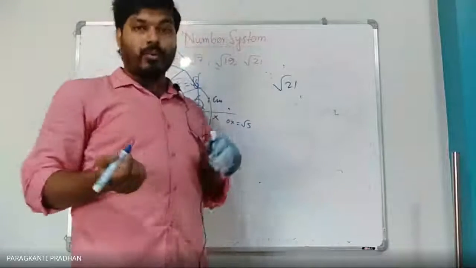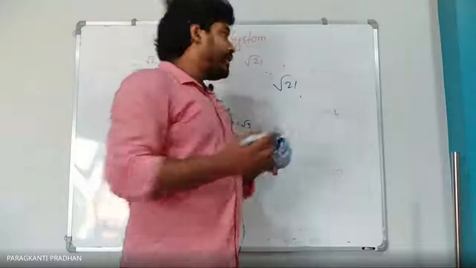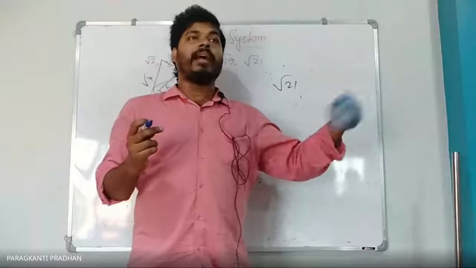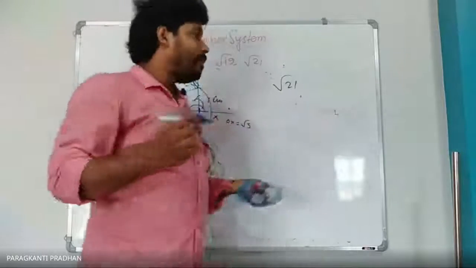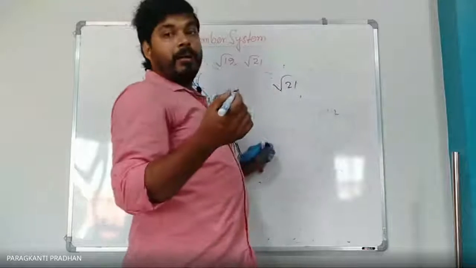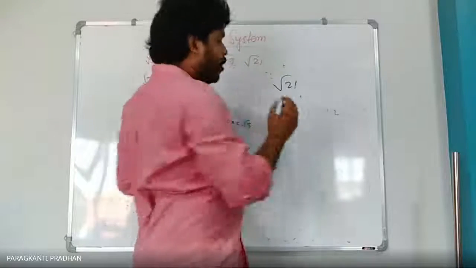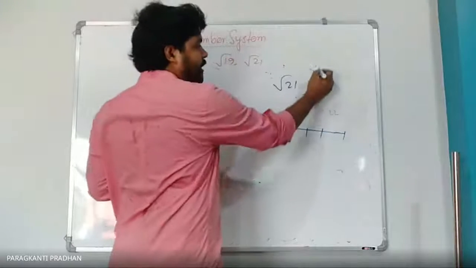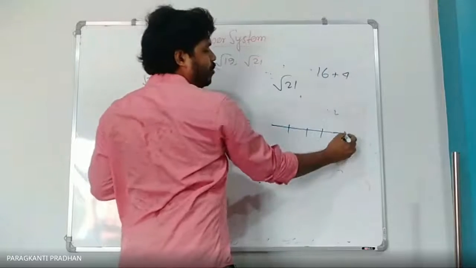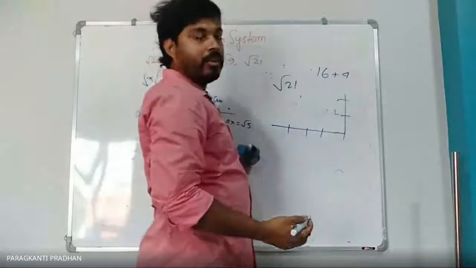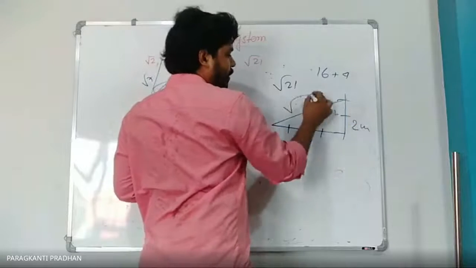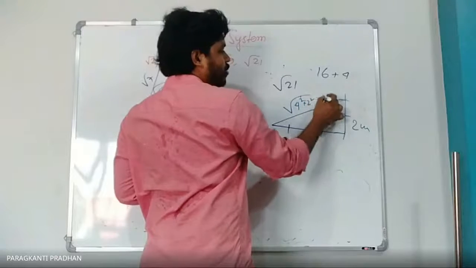Suppose root 21, you have to represent root under 21. How? If you start from 1, then 1, 2, 3, 4, 5, 6, 7, 8, 9, 10, dot, dot, 21 times you have to draw. But which number below it is a square? 16. So you can take 4 units, 1, 2, 3, 4. And 4 fours are 16, plus 4. If you take 2 units on this side, then directly you get this is 4 units and this is 2 units, then this will be 4 square plus 2 square, which is root under 20.